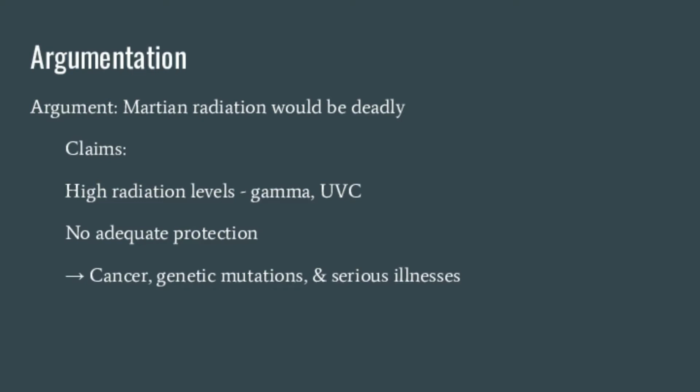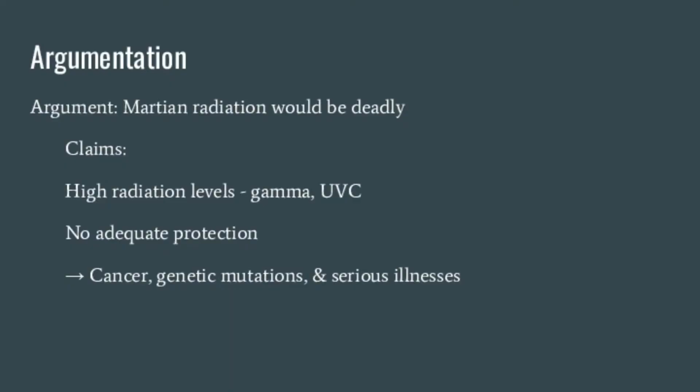So what are my specific claims to support this? The main argument of the whole essay is my thesis, that going to Mars is too dangerous. My main argument in this section is that the Martian radiation would be too deadly. I'm going to support this with several more specific claims, or kind of sub-arguments. One is, of course, the high radiation levels. There's gamma radiation from space, cosmic rays. There's solar radiation from the sun. It's in the form of ultraviolet radiation and other kinds of radiation.